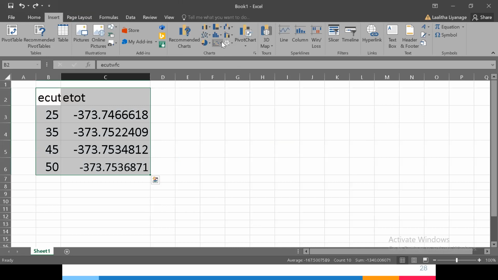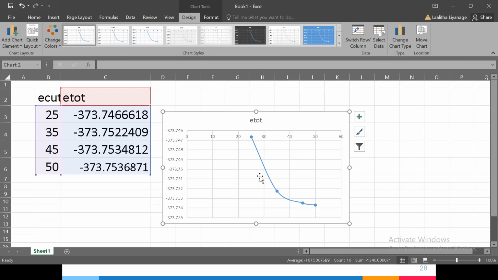So you see a sharp decrease in energy, right? From 25, when you're coming towards 40, 45, 50, you don't see that. But between 25 and 45, you see that there's a bit of an energy change. Of course, the scale is very small, but you see that the convergence is achieved near 40, 45. So 40 to 50 would be a good range. You're changing only the third decimal point. But then again, this is in Rydberg.